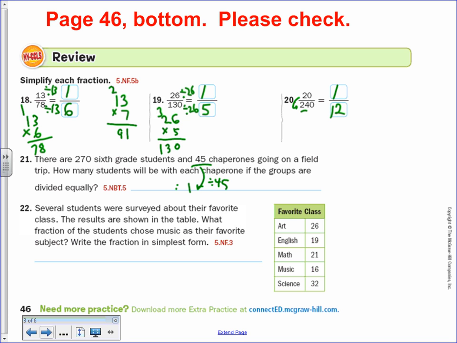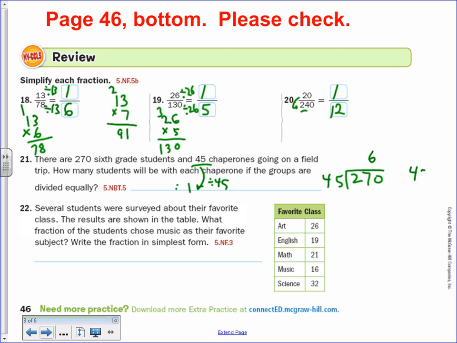So we need to go 270 divided by 45. Well, let's see. 45 and 45 is 90. And 9 goes into 27 3 times. So 90 goes into 270 3 times. And 45 goes into 90 twice. 3 times 2 is 6.